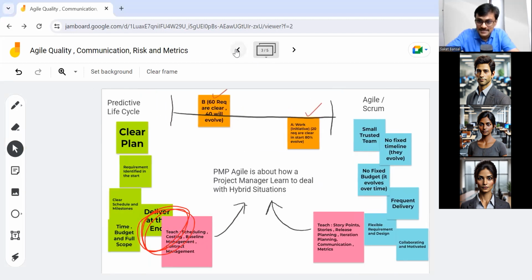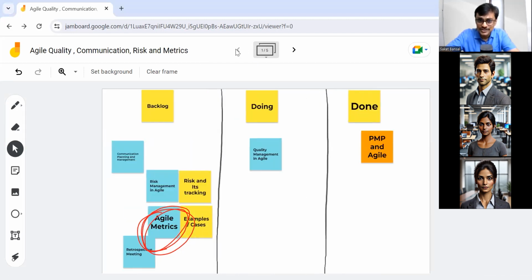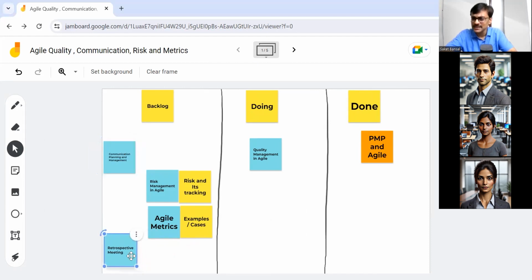Good. I hope this 1 hour has given you some extra information, which helps you to think about your day-to-day work as well as about your PMP exam if at some point in time you want to do it. If this is good, then let me start with quality, a small topic. And then after quality, I will pick risk and metrics. Maybe communication and retrospectives are anyway well understood, but we'll see. We'll prioritize accordingly depending upon time and effort we want to put into this activity.